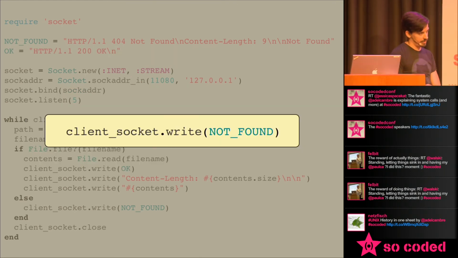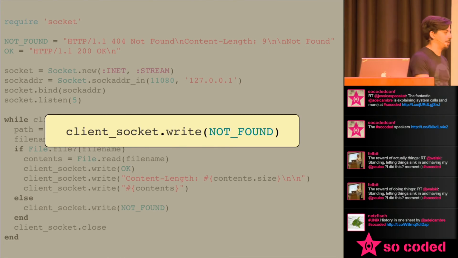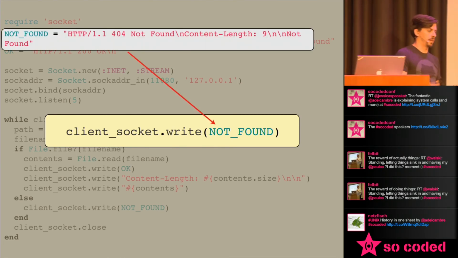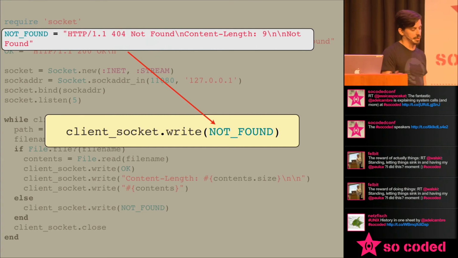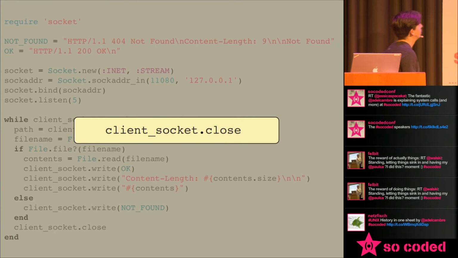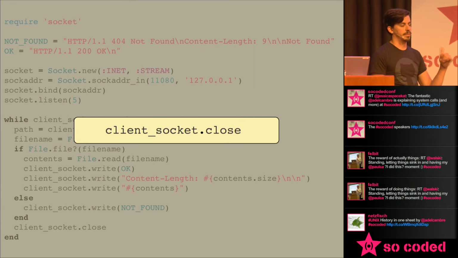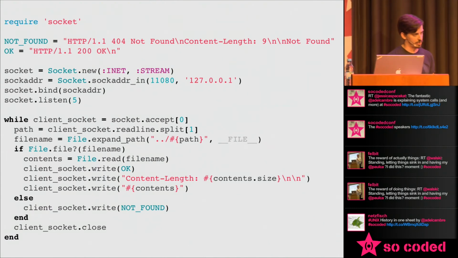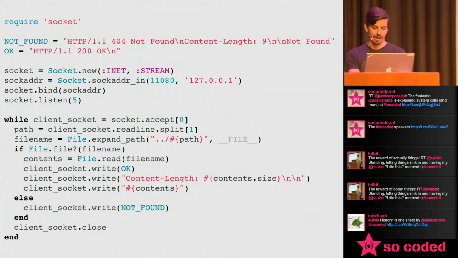This is the else case of the if statement. If we don't find the file and the file doesn't exist, we just write out that not found. It's constant across every request. So similarly, sending out the content length and the not found. Finally, we close the socket, so that way the connection to the client is closed. So this is a 23-line web server that actually works. I'll show you that it actually works.